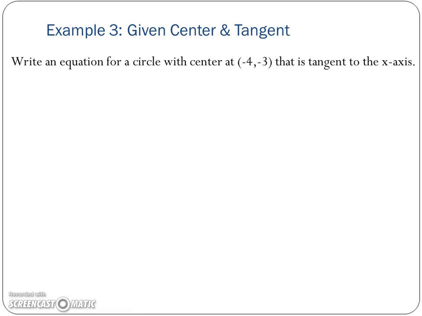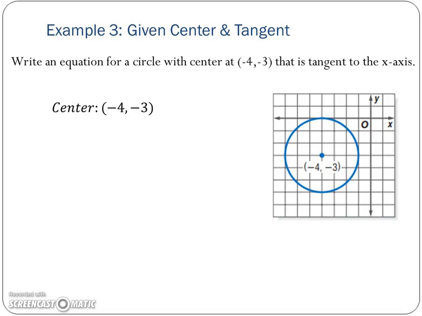Next thing we're going to do is we're given the center and a tangent. We're going to write the equation of a circle. We're given the center, it's (negative 4, negative 3), and it's tangent to the x-axis. So we're going to actually graph this. Tangent means it touches in one location. So right here is the graph of a circle where the center is (negative 4, negative 3), and it's tangent to the x-axis. This tells us that the radius, if we count it, is 3.